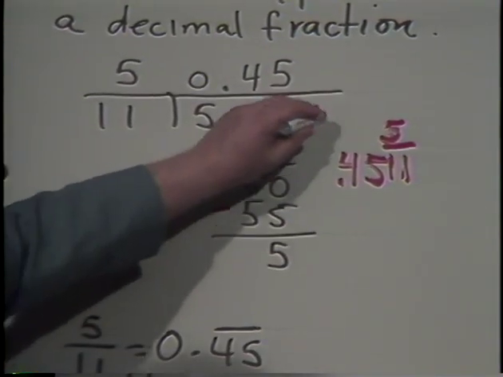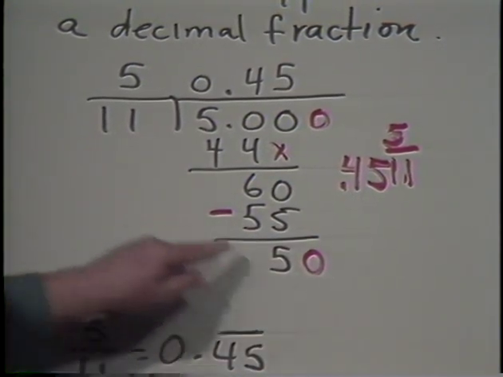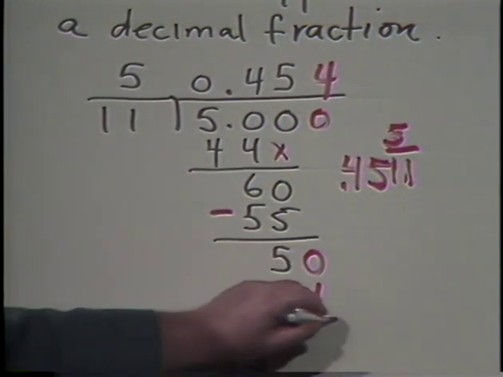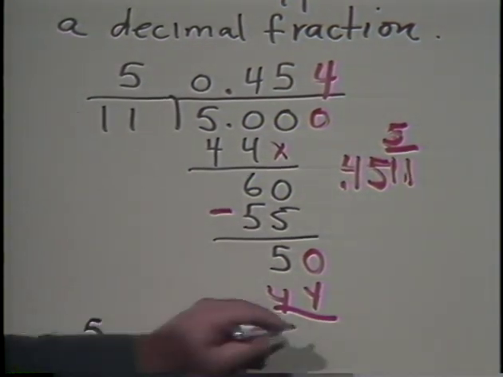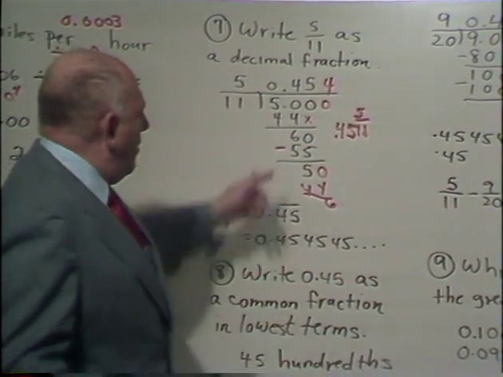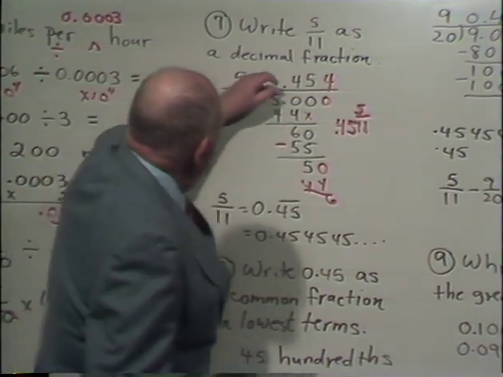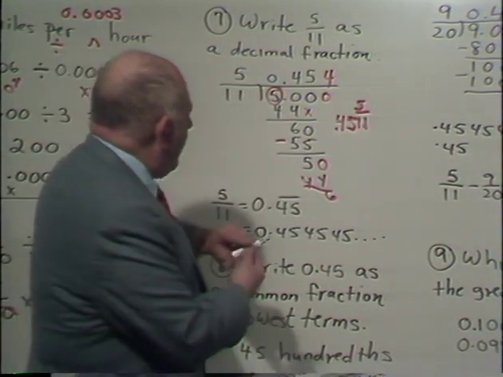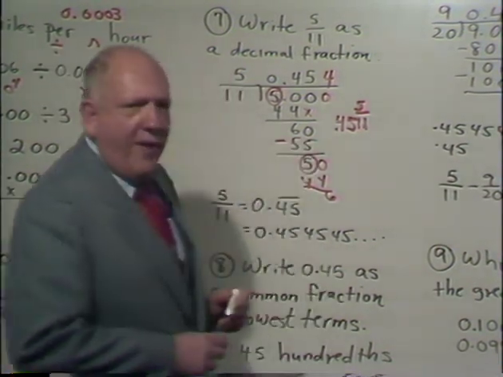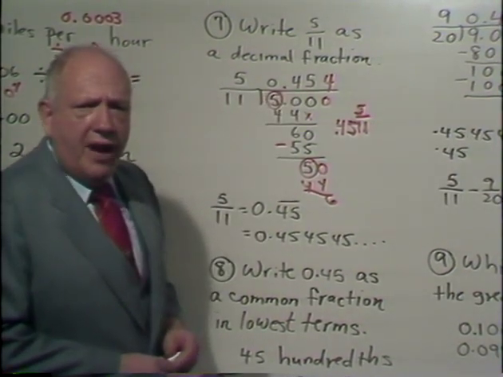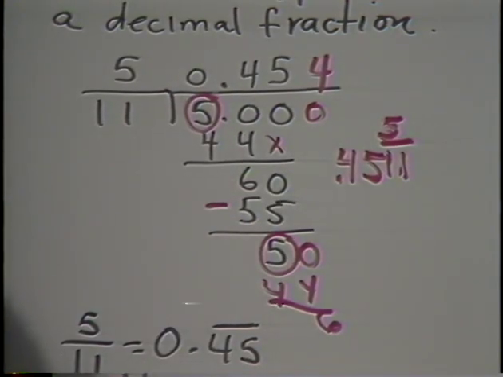We say, okay, let's bring down a 0. And we say, okay, 11 goes into 50 4 times. 4 times 11 is 44. We subtract, and it's déjà vu. We're back to where we started from. Look what happened here. When we started this problem, we had a 5 followed by endlessly many zeros. When we got down to here, what happened? We had a 5 followed by endlessly many zeros. What's going to happen here is that this thing is going to keep on going forever. It's going to go what? 0.45, 45, 45, 45.